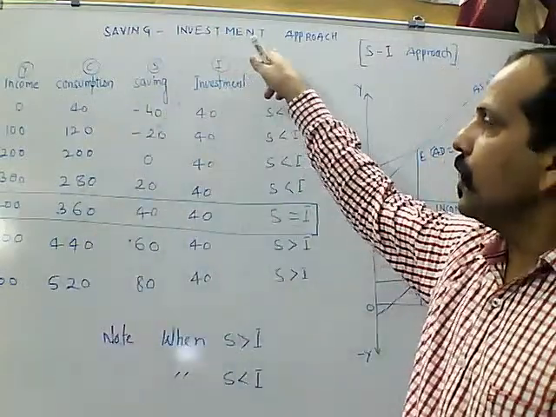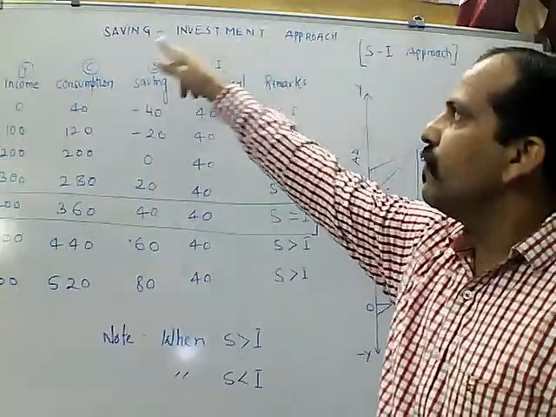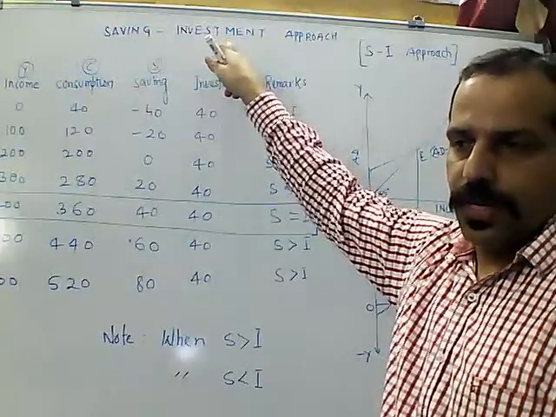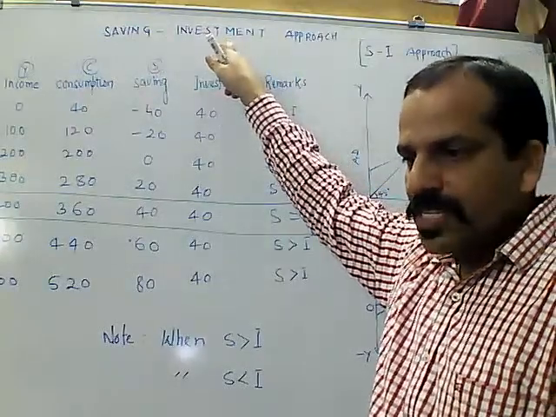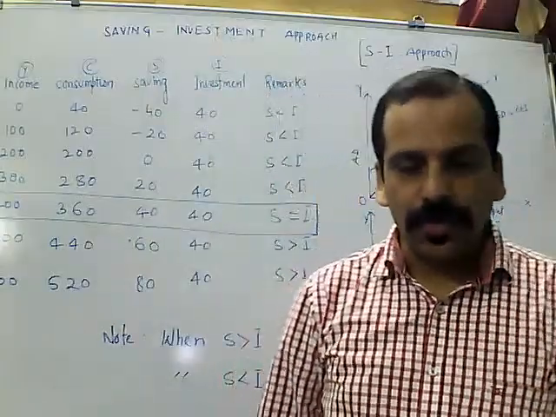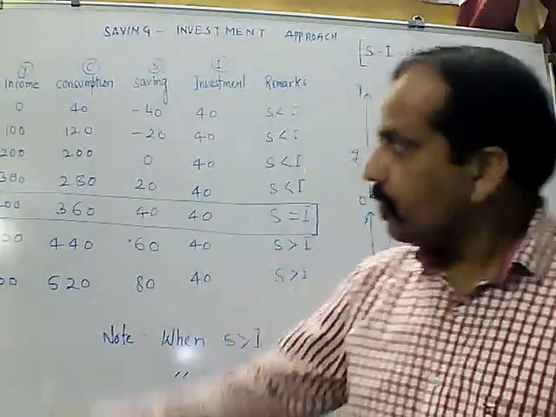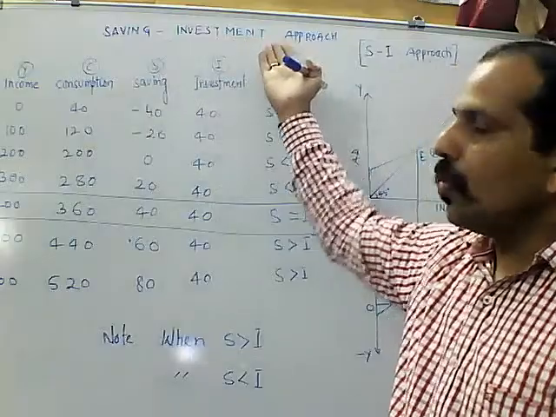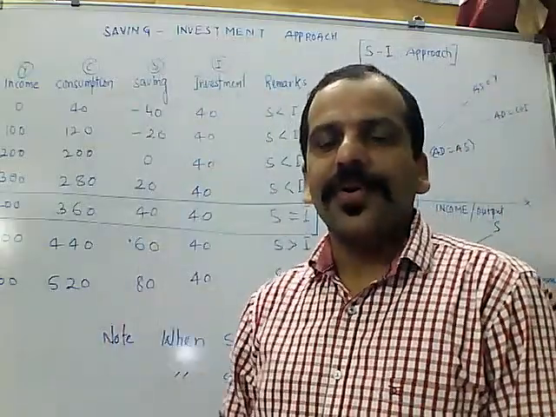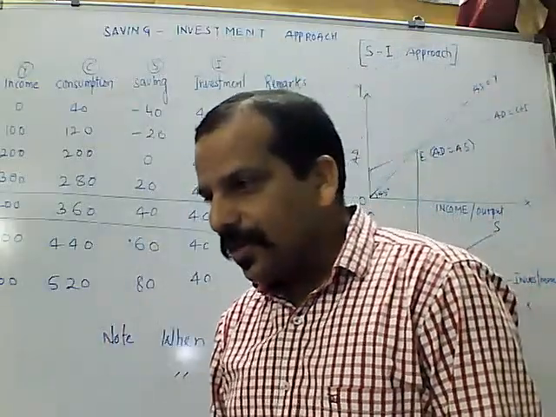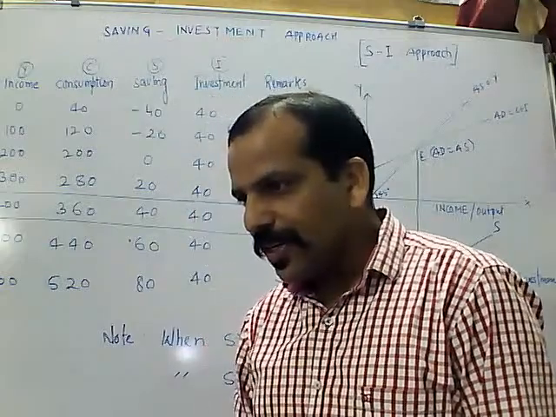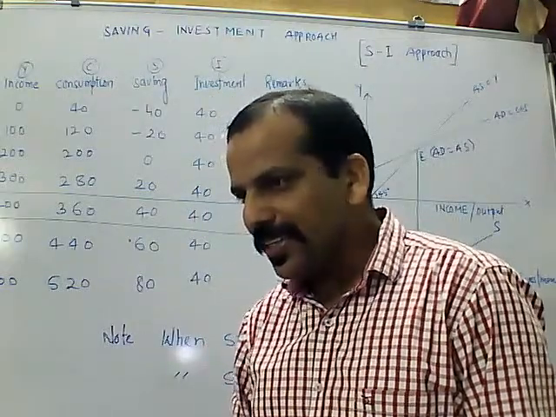So in this approach, equilibrium will be determined when saving is equal to investment. Saving equal to the investment method. And we can understand this approach with the help of table and diagram, the table and diagram method.